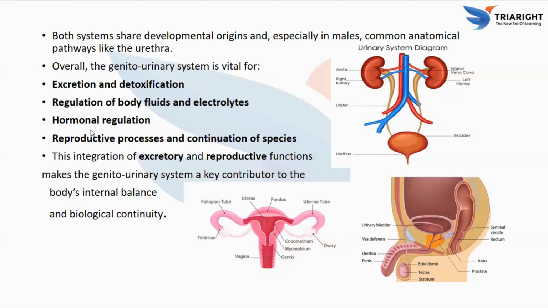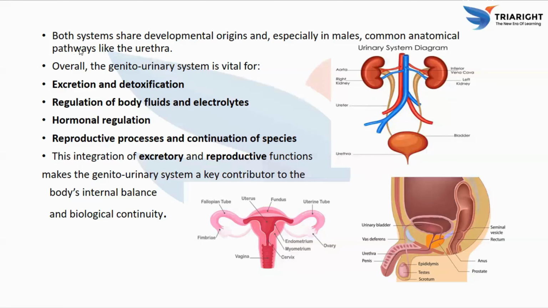So what is the third function? Hormonal regulation. The kidneys release hormones such as renin, which controls blood pressure. It releases erythropoietin, also called EPO for short, and this stimulates red blood cell production, and calcitriol, which is also called active vitamin D. This helps to maintain the calcium levels. The reproductive organs also release hormones like testosterone, estrogen, progesterone. These hormones influence sexual development, body changes, metabolism, and also fertility.